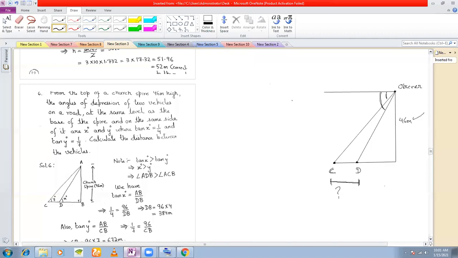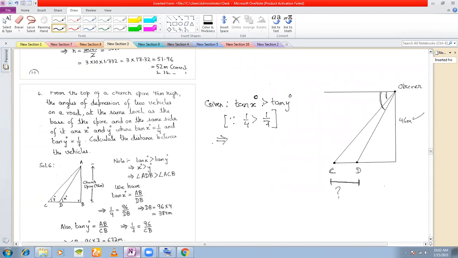Problem now, we see that, given, tan x degree is greater than tan y degree. Why is it greater than? Because you know that 1/4 is greater than 1/7. That is why tan x degree is greater than tan y degree.